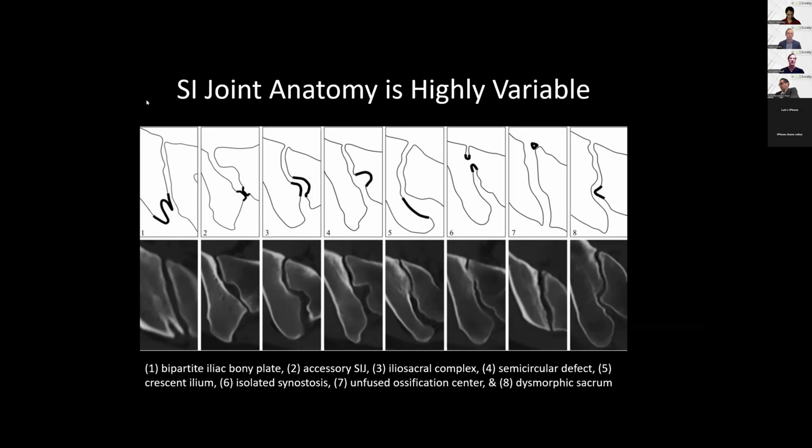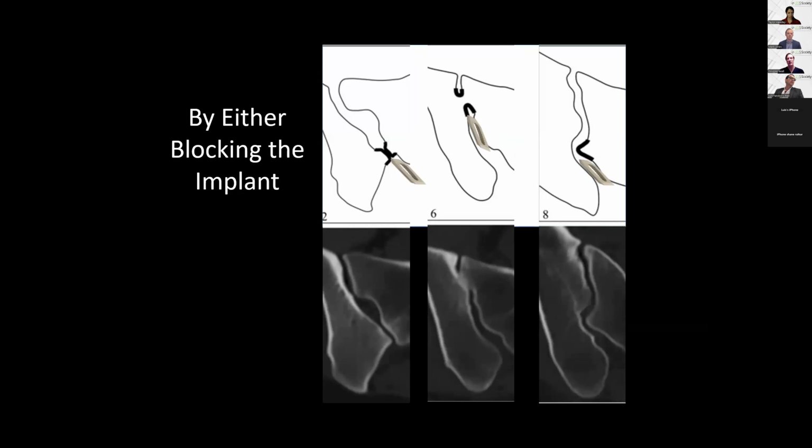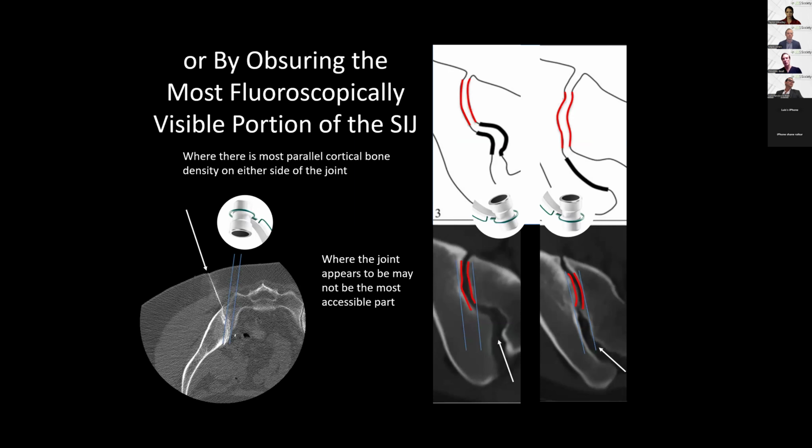The bipartite is not that important. Iliosacral complex, semicircular defect, crescentic ilium, and all of these, including dysmorphic sacrum and the synostosis, are important. And these are important, and I'm going to highlight the ones that are most important, because they can either block an implant placed from the back, this accessory SI joint on the left, this synostosis in the middle, and this dysmorphic sacrum on the right. So you can either block it or it can obstruct your view. Down low is an iliosacral complex, and this is a crescentic ilium.